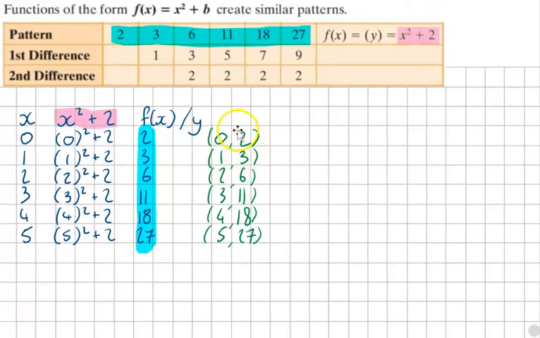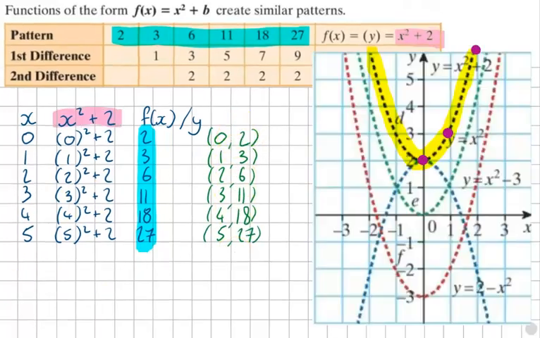Then creating our couples and then plotting them on our graph. So we have the points 0, 2, 1, 3, 2, 6, and we can't fit any more into our graph, but this U-shaped graph here highlighted in yellow is the function f of x equals x squared plus 2, or y is equal to x squared plus 2. So it's basically our function y is equal to x squared. It's just been moved up 2 steps on our y-axis.